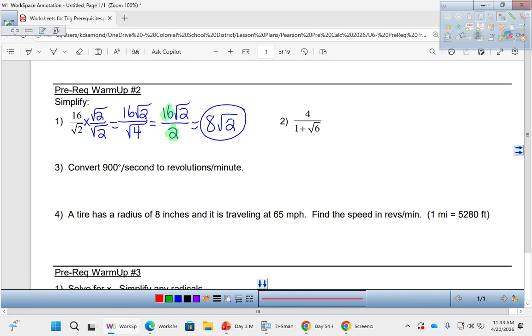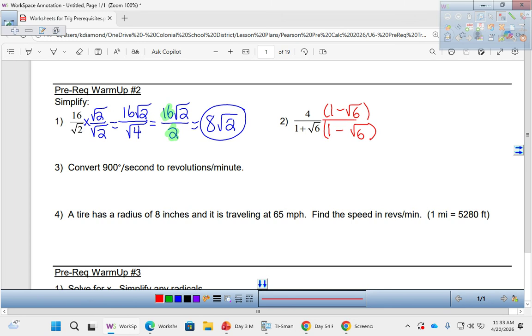If I want to get rid of the root in the bottom for one like number 2, I have to multiply the bottom by what's called its conjugate. Conjugates, we keep the numbers the same. We just change the symbol. So the conjugate of 1 plus root 6 is 1 minus root 6. And I've got to do that to the top and the bottom. So I'm multiplying them both by 1 minus root 6.